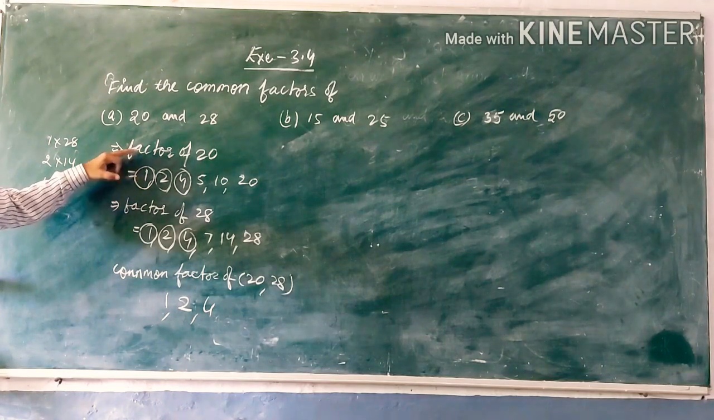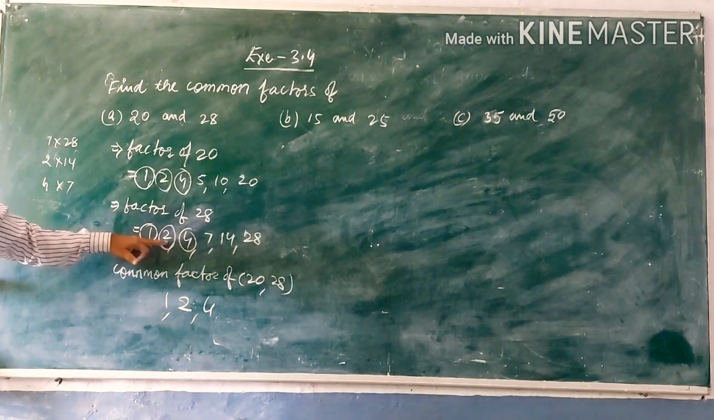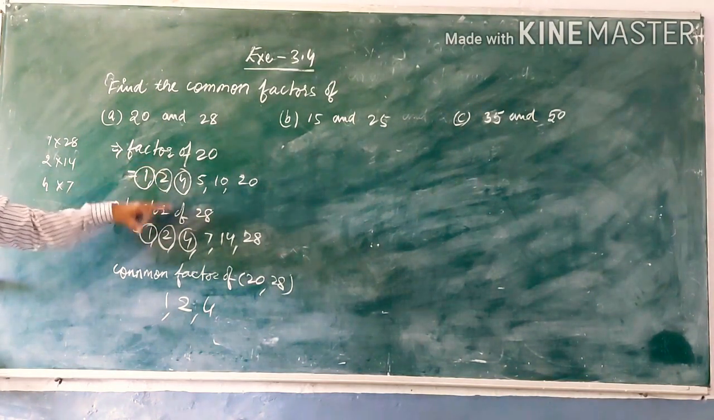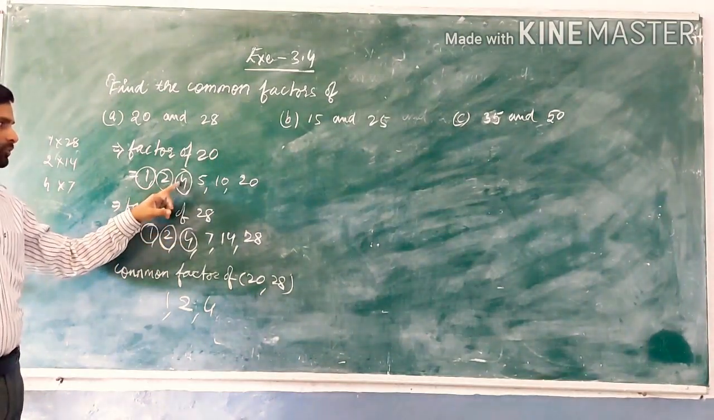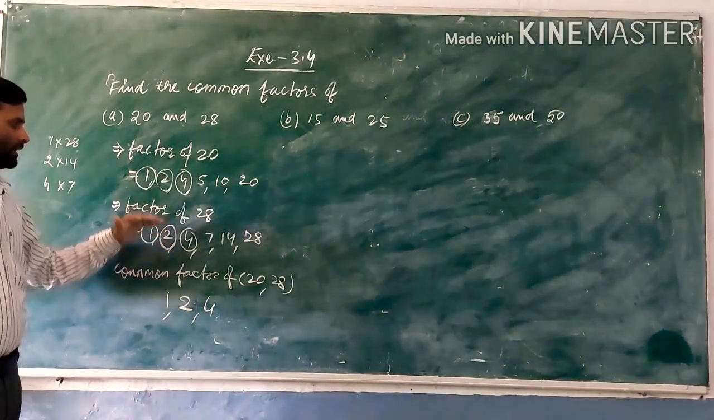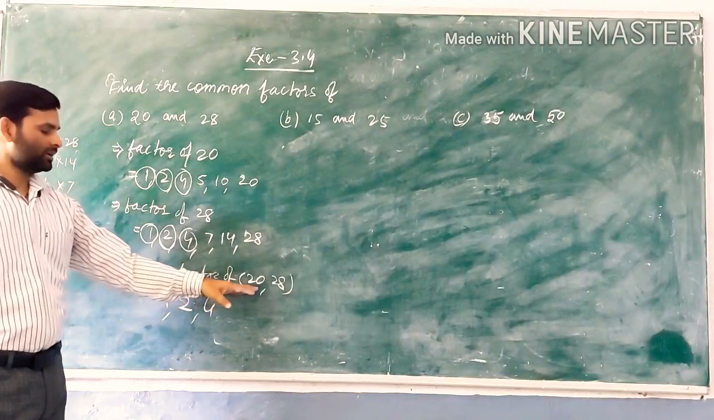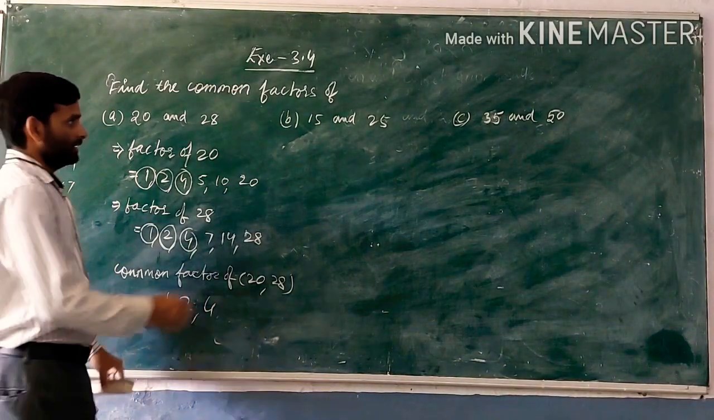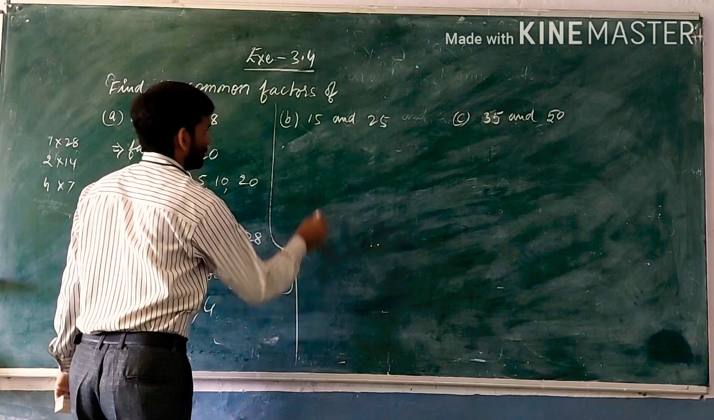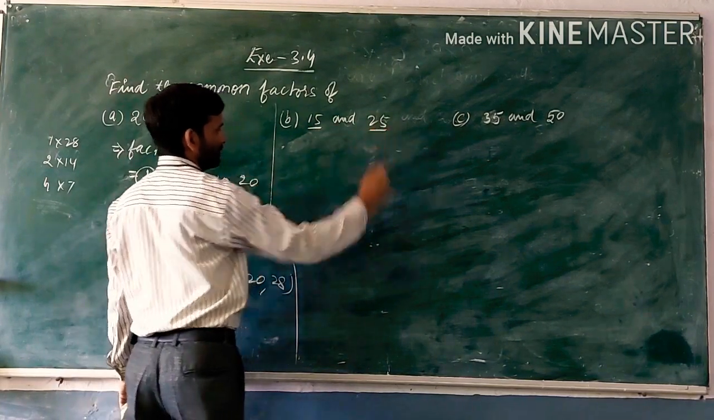1 is a factor of 20 and 1 is a factor of 28. 2 is a factor of 28, 2 is a factor of 20. 4 is a factor of 28 and 4 is a factor of 20. So these are the common factors of 20 and 28. Okay.